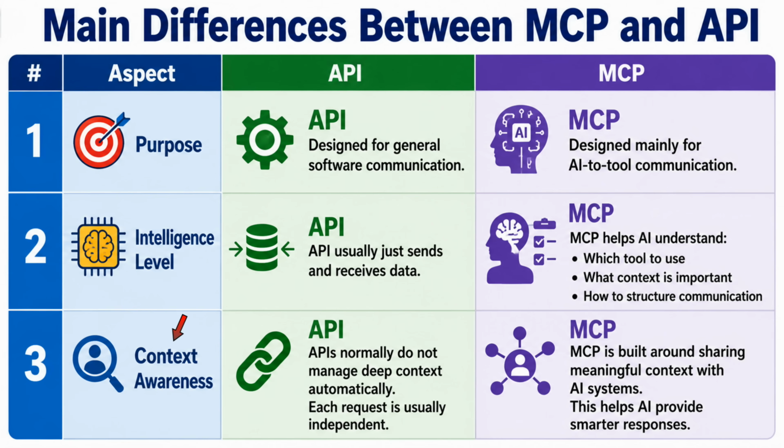Third one, context awareness. APIs normally do not manage deep context automatically. Most API requests are independent. MCP is built around sharing meaningful context with the AI systems. This helps AI provide smarter responses.